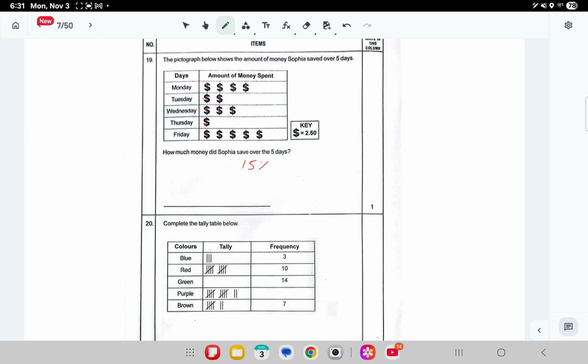So that will be 15 multiplied by the amount that one graphic represents, which is 250. And 15 multiplied by 250 is $37.50. So that's the total amount of money.